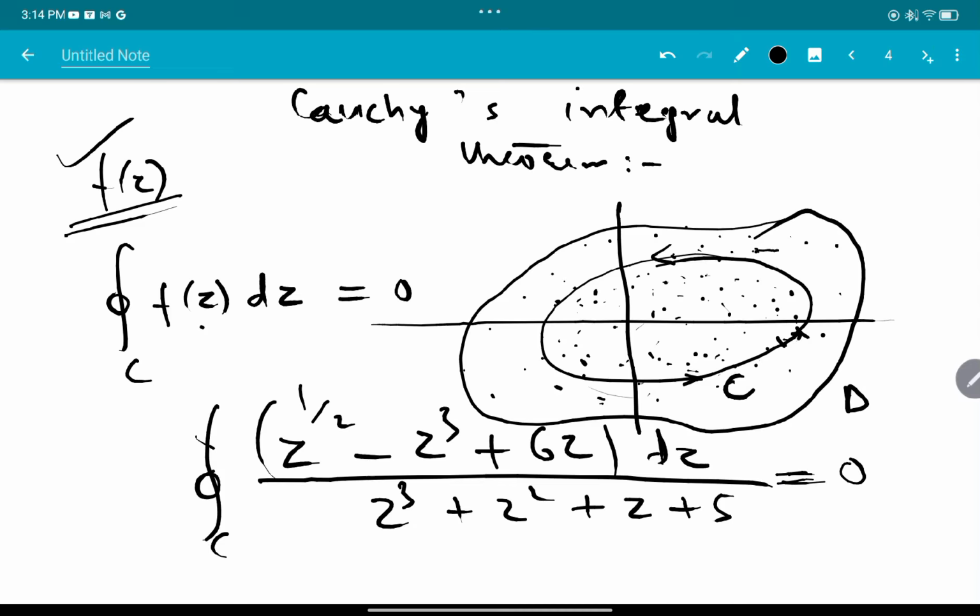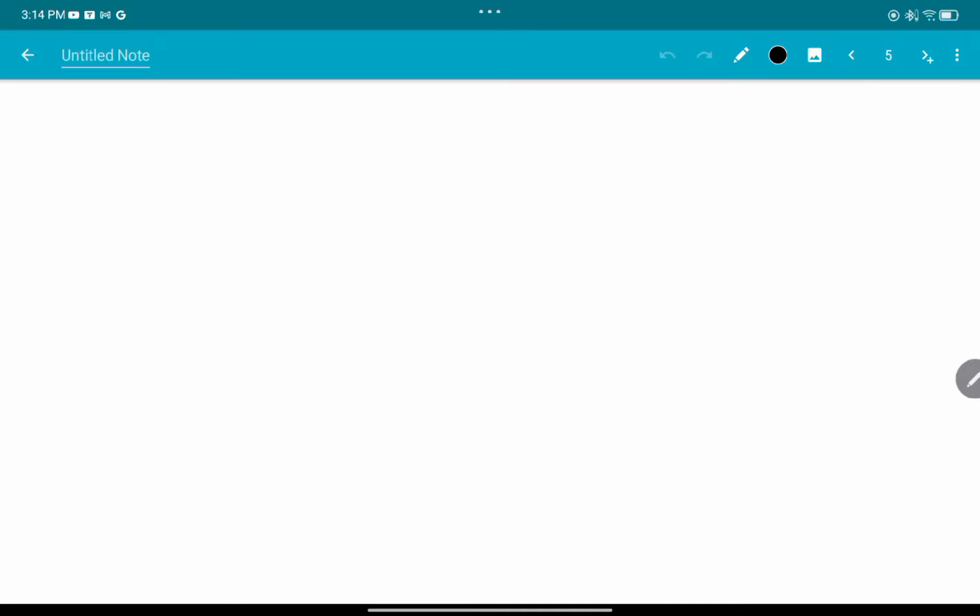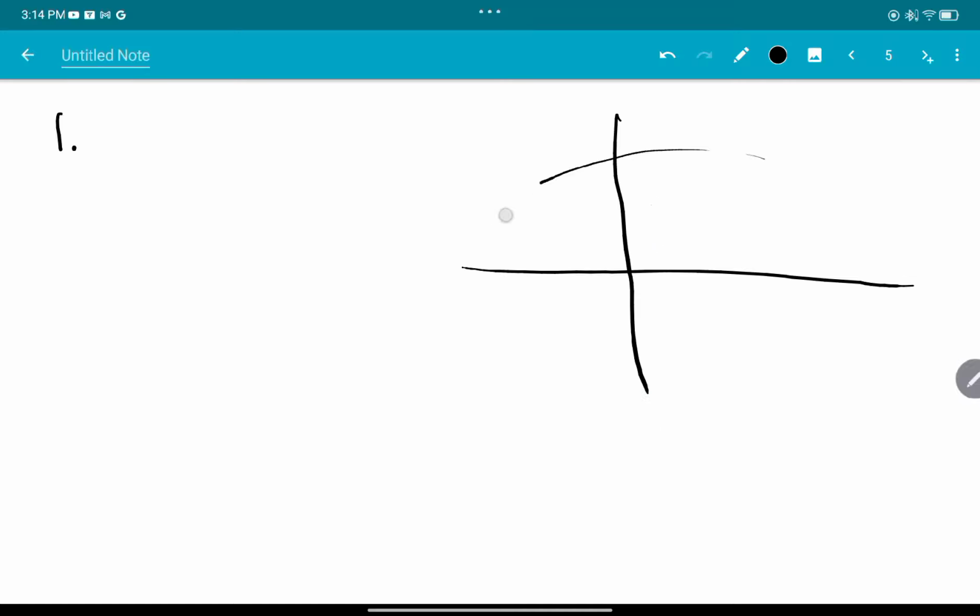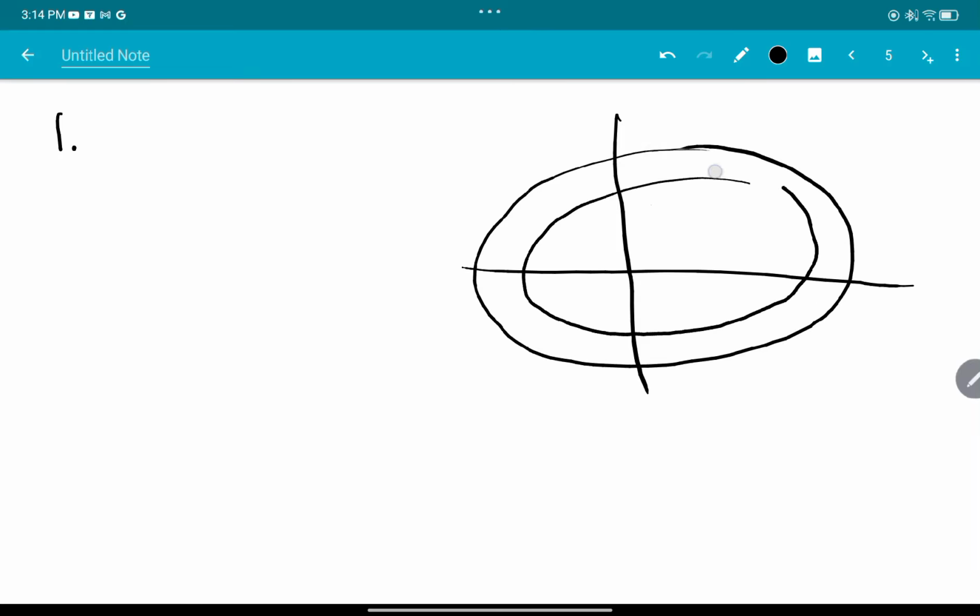What are the conditions? Let us be clear about this. The conditions that we need to fulfill: number one, this closed curve should be smooth. Once again I go back to this, and here is my curve, which I will denote by C. It should be smooth, continuous at every point. It should be simply connected. You know that. It should be closed. Good. These three things. And then the function f(z).